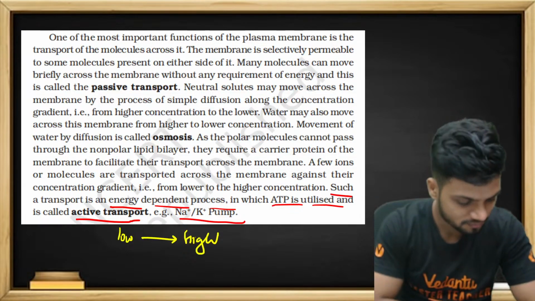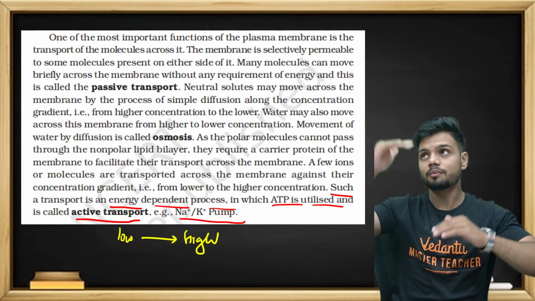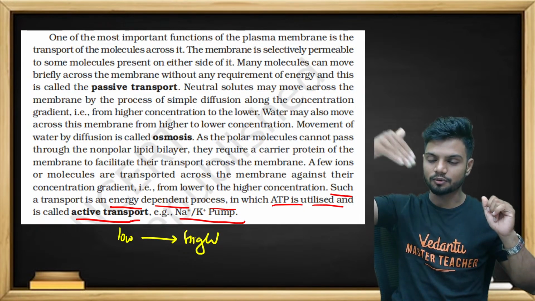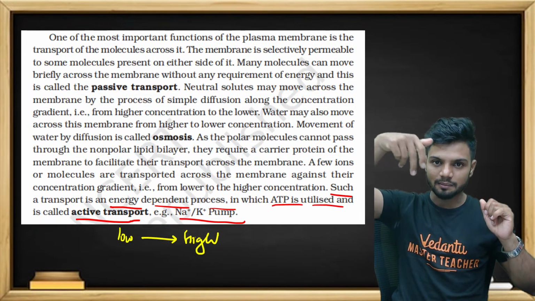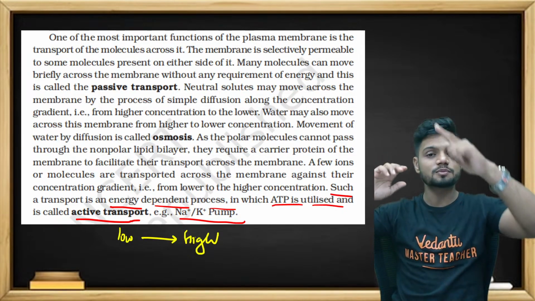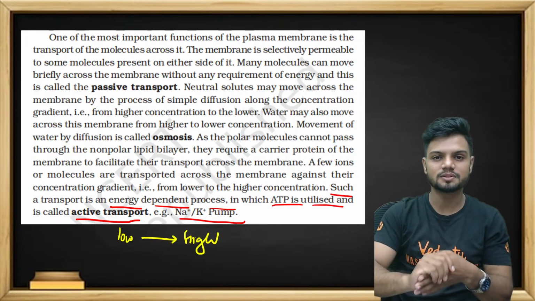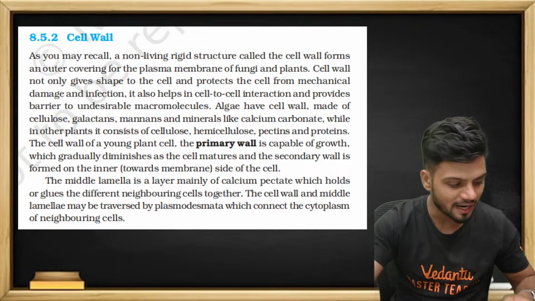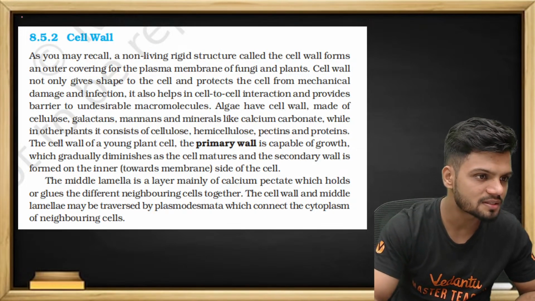Understood? Very simple concept. When coming from high to low, nothing is required. Imagine you are trying to run downhill. When you're climbing down the stairs, you don't have to spend a lot of energy. But when you climb the stairs, you have to spend a lot of energy. Simple, same concept. Okay? Now, with that being said, our friends, can we start with the cell wall now?